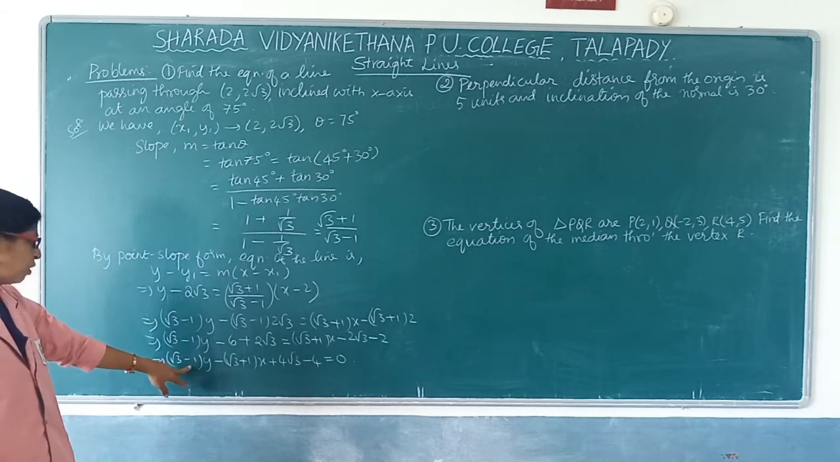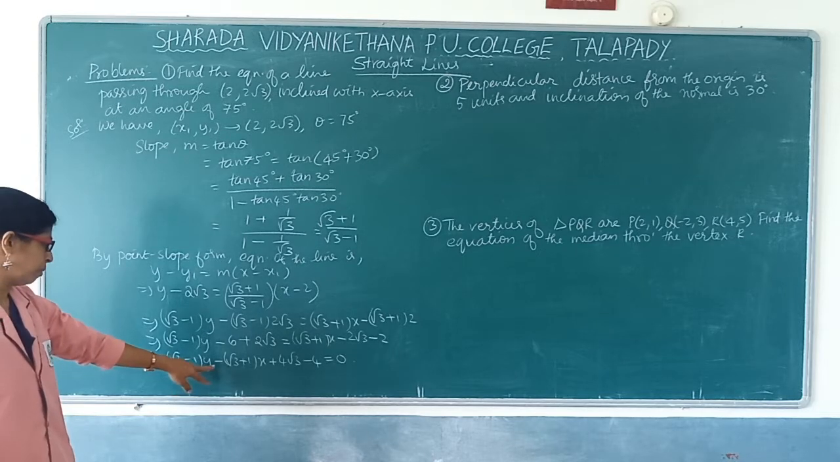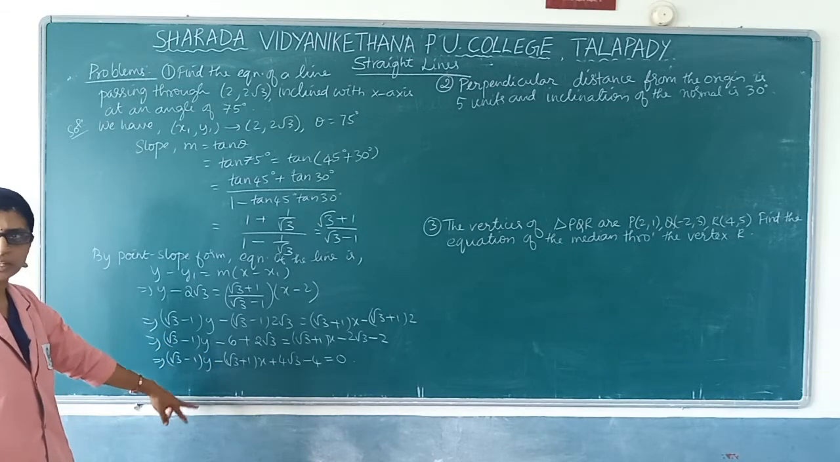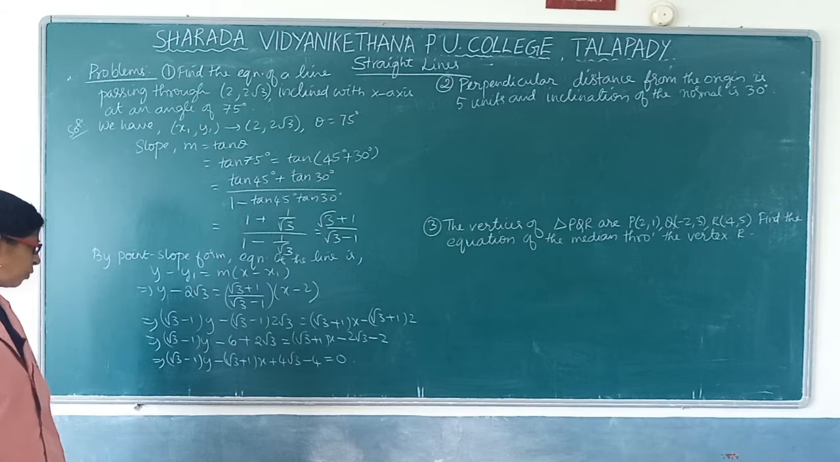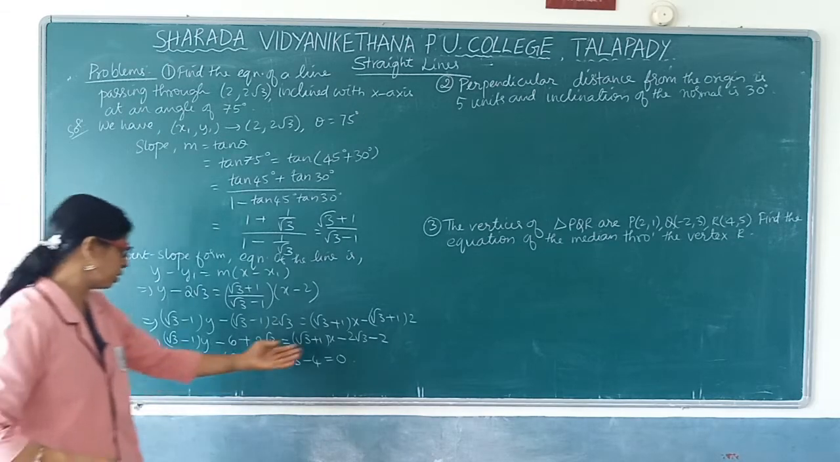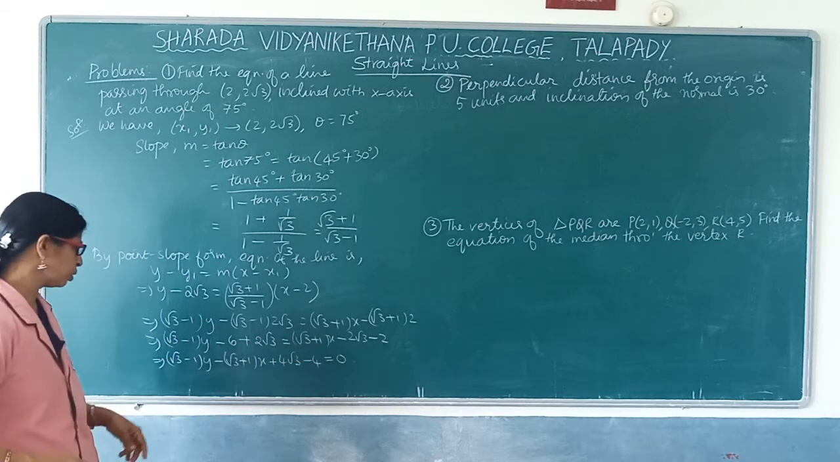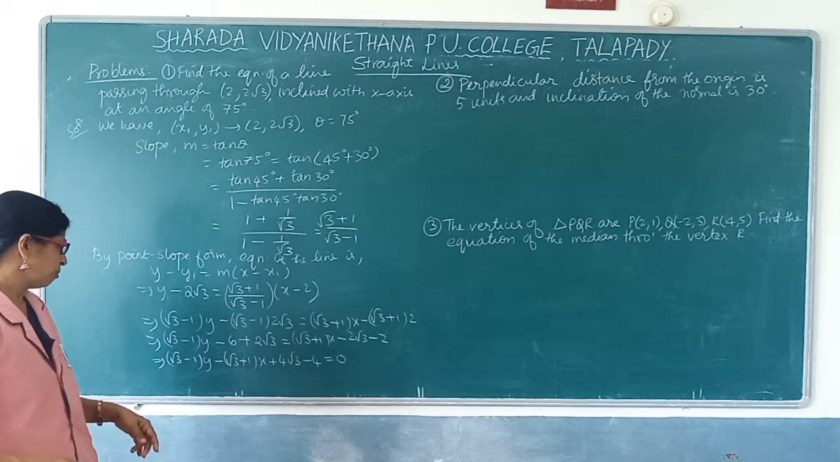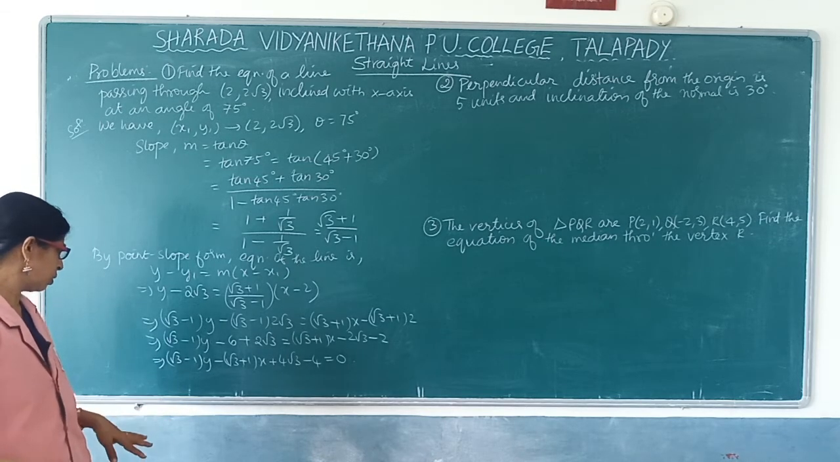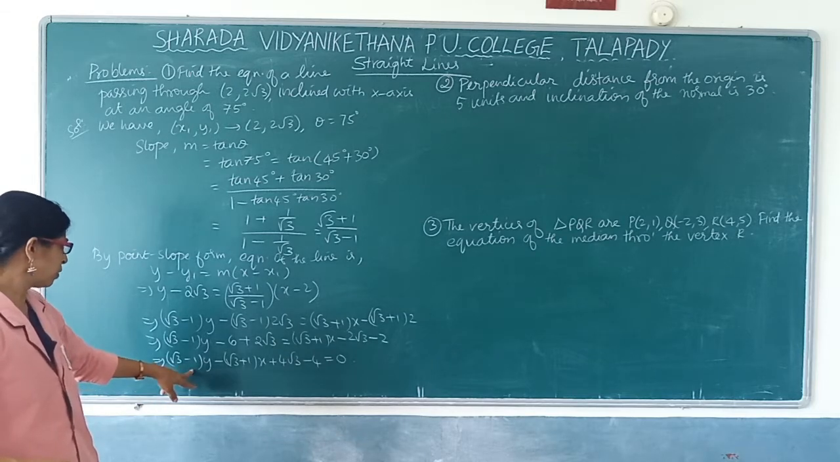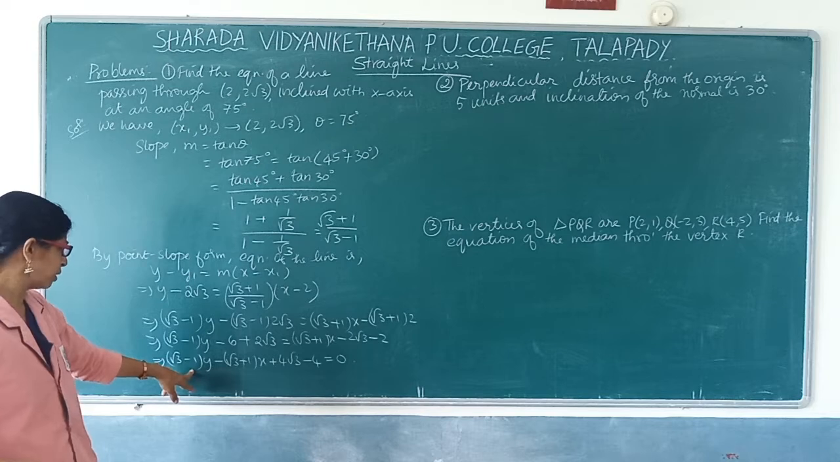Root 3 minus 1 of y minus root 3 plus 1 of x plus 4 root 3, because minus 2 root 3 plus 2 root 3, that is 4 root 3 minus 4, is equal to 0. Now, is it possible to simplify further? Root 3 minus 1 of y, there is no other term here, so we cannot simplify that further.